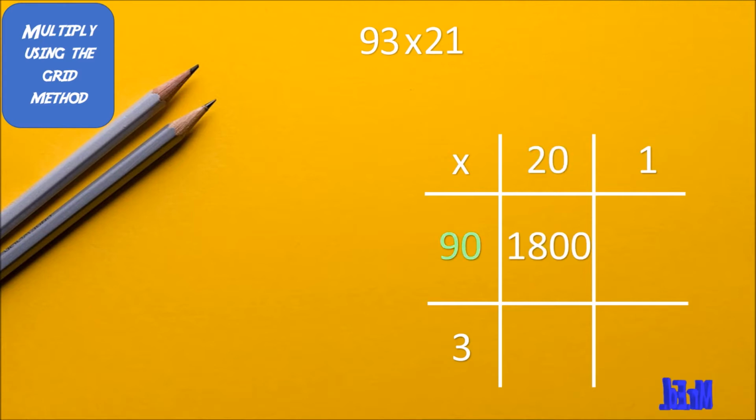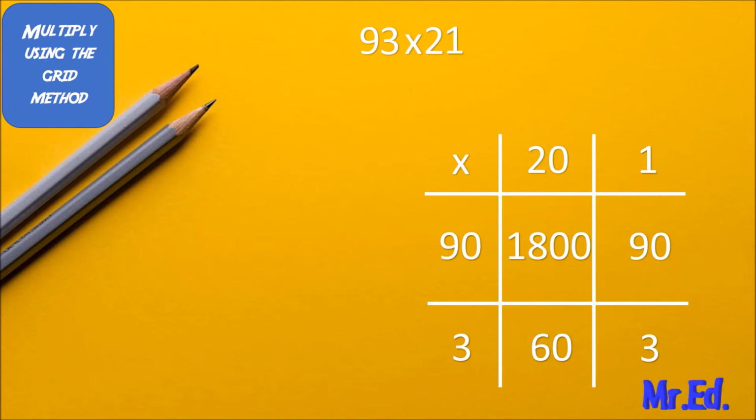I move along, and 90 times 1 equals 90. Then moving down, I've got 3 times 20. Now again, using my number facts, I know that this means 3 times 2 times 10. So 3 times 2 is 6. 6 times 10 is 60. And moving along, we've got 3 times 1, which of course is 3. So now my numbers are complete and my grid's complete.